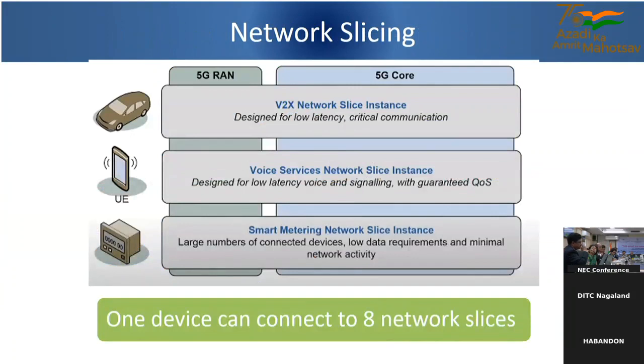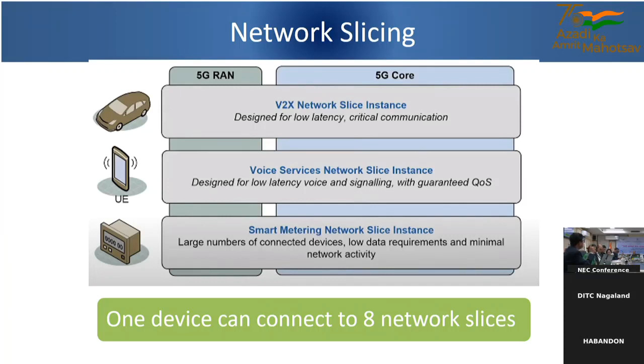Now the next technology which 5G supports, we call it network slicing. As we discussed, 5G can support many, many types of use cases, and for each use case, you have a separate requirement, right? For example, if it is a moving car kind of environment, your latency is very, very important. So a URLLC kind of feature is very, very important.